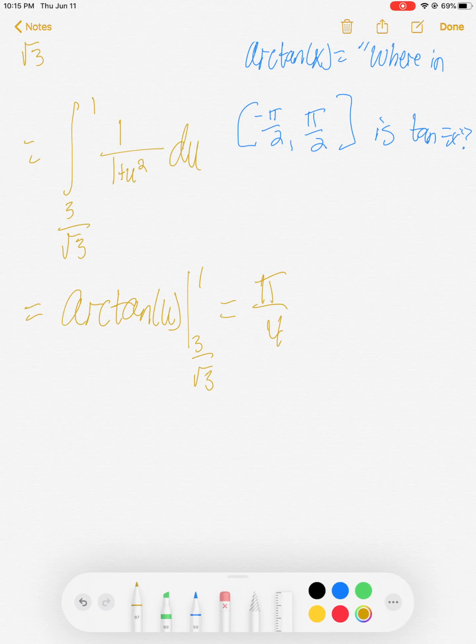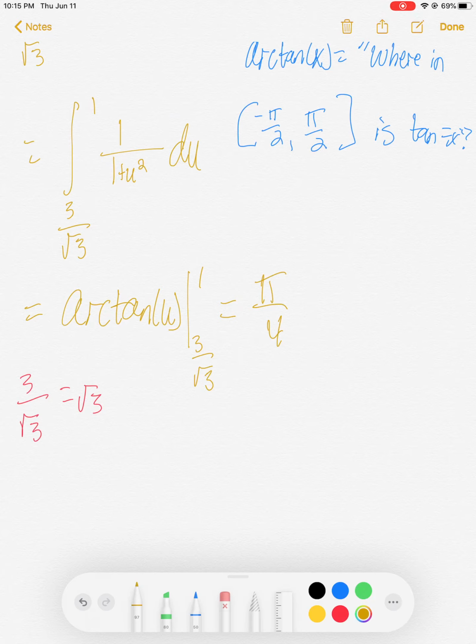Where in the interval negative pi over 2, positive pi over 2 is tangent equal to x? That's what arctangent of x is asking. So where in this interval is tangent equal to 1? Well, that is at pi over 4.